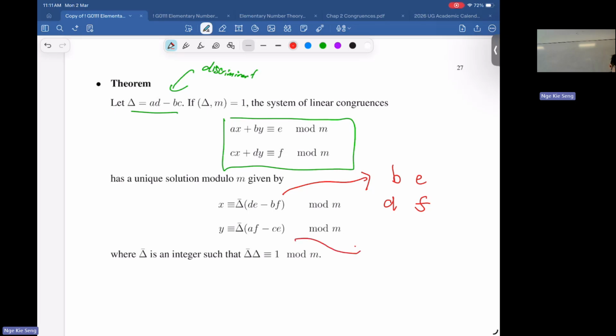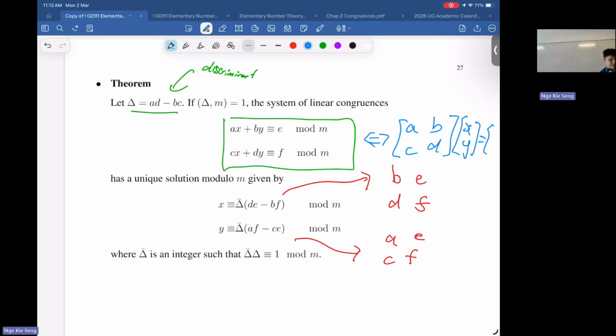Oh, maybe I will tell you why I arranged it like this later. So what is AF? AF minus CE. Okay, C is at the bottom. Okay, good. So why I arrange it like this is because, if you learned linear algebra before, solving a system of linear equations is equivalent to solving the matrix. Okay, so we can rewrite this as something like this. A, B, C, D, and E, F.